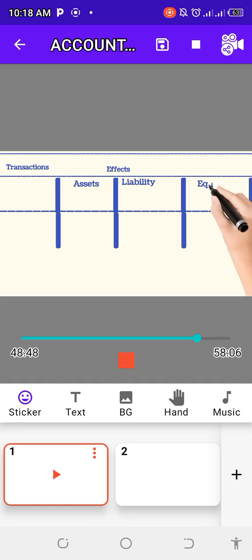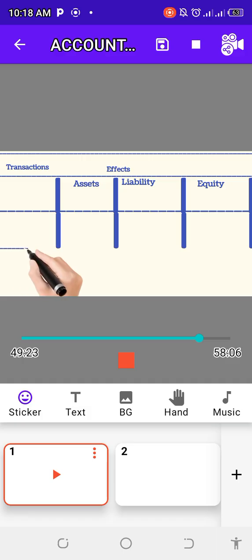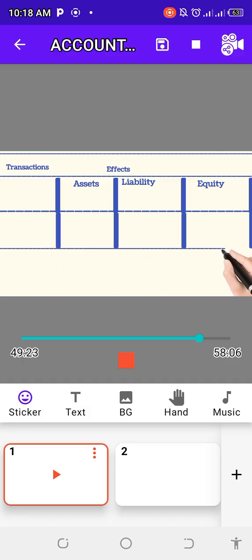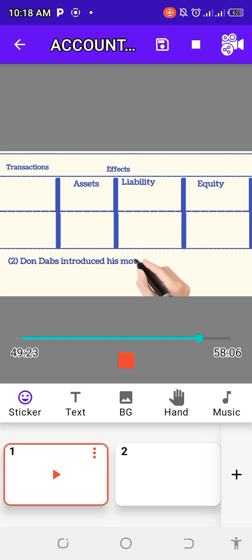So, what is the word second and third transaction? We don't want to go back to the other slide, so we will write it down here and take them one after the other. Now let us write the transaction. The second transaction says Dondaba introduced a motor van worth 30,000 naira. That is the second transaction.